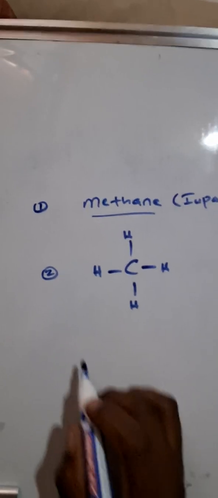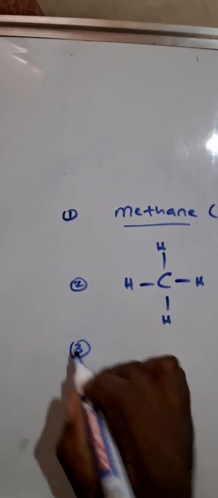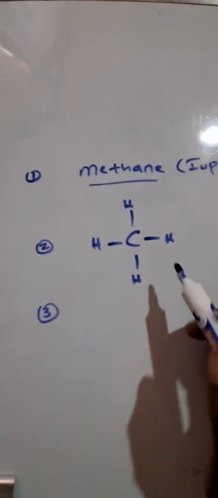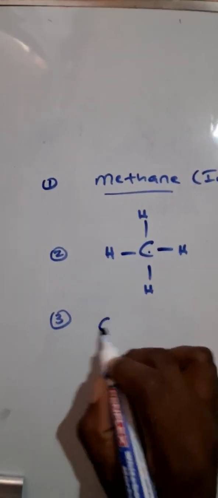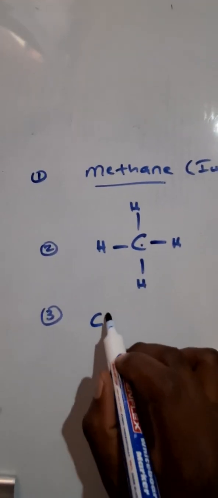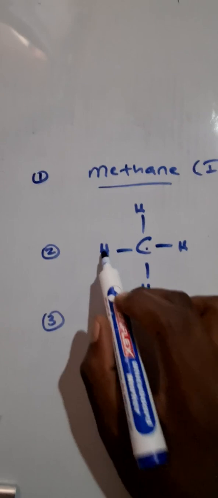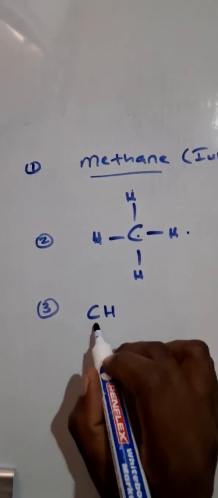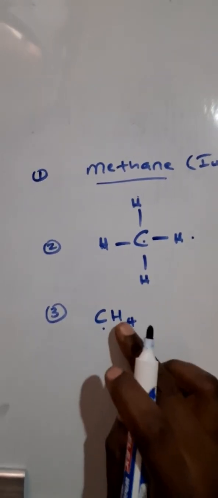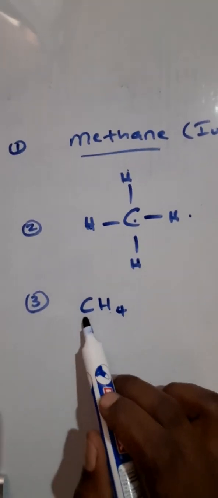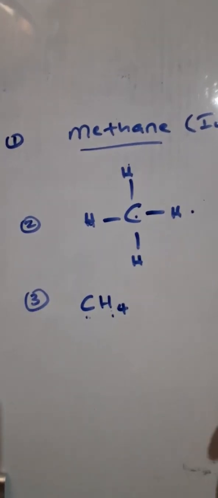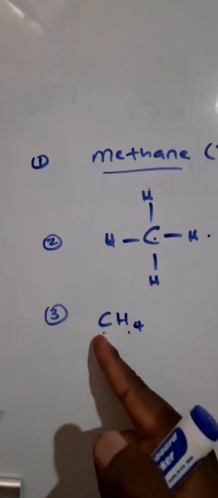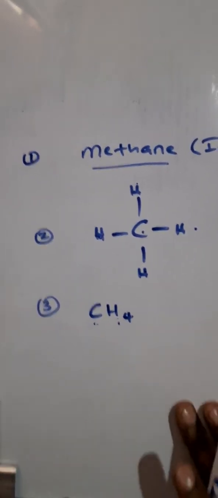Number 3, we said we need to be able to do the condensed formula. You do it like this. You say, is this carbon? Then you write the carbon. Then it's surrounded by how many hydrogen? So it's 1, 2, 3, 4 hydrogen. So it will be CH4. So the 4 simply means we have 1 carbon and 4 hydrogen. So that is the condensed. I hope this makes sense. It's 1 carbon surrounded by 4 hydrogen.